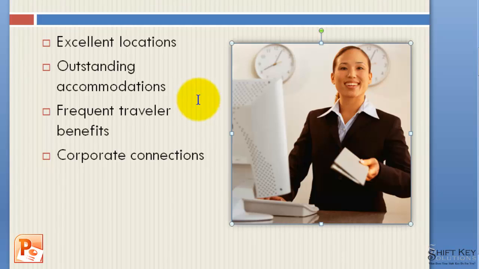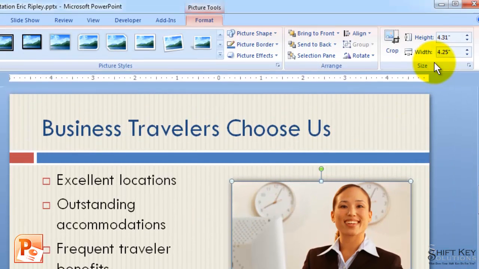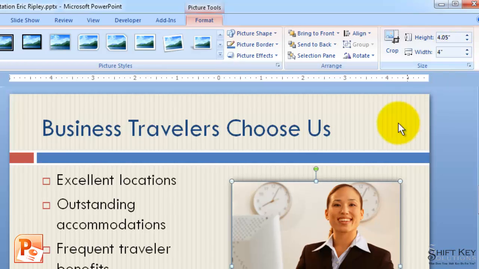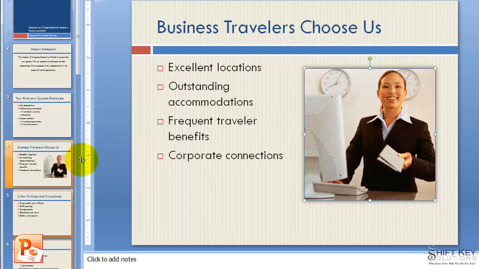Now I want to resize this picture. So I'm going to come to my Size group. With my image selected, I'm going to come to my Size group, and then in the Width box, I'm going to click inside there one time and just type 4. And then I'm going to press Enter, and it adjusts accordingly. Next, I'm going to come to slide 8.